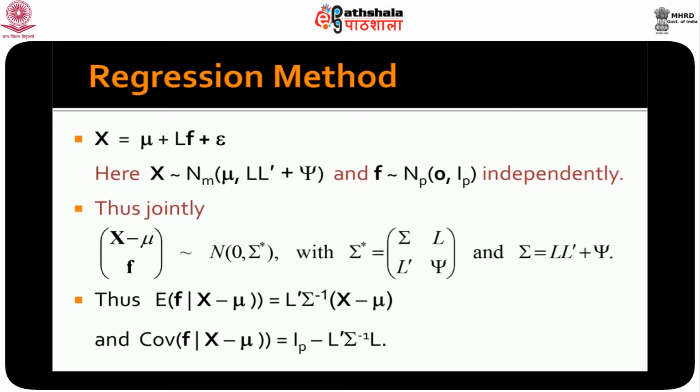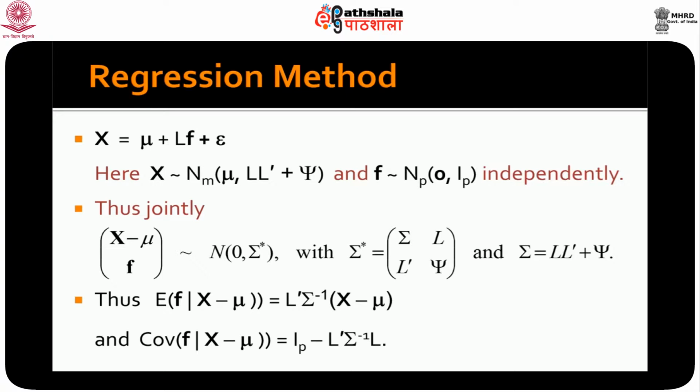So the joint distribution of these m plus p variables would be again normal with mean 0 and dispersion matrix given by sigma star. Sigma star, if you just partition it, will have 4 components. The first component would be sigma, then you have L prime and I. So the 2 block diagonals would be sigma and I, and the 2 off block diagonals would be L and L prime.